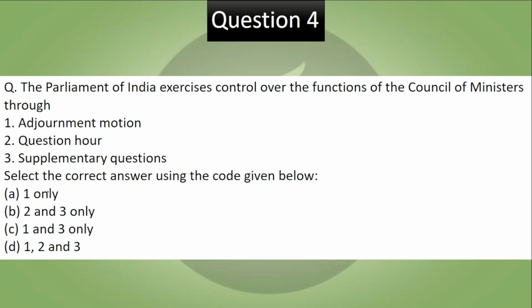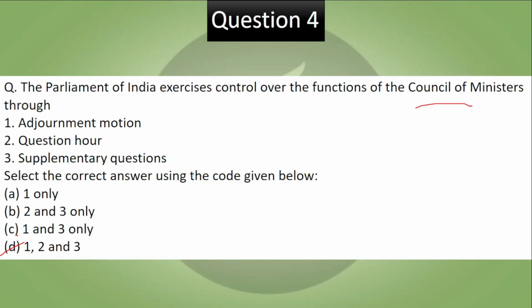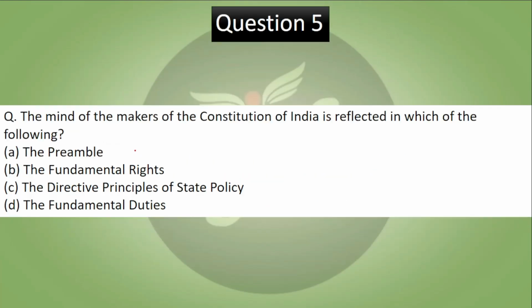The Parliament of India exercises control over the functions of the Council of Ministers through adjournment motion, question hour, supplementary questions. Select the correct answer using the code given below. Pause the video, try to attempt. Now let's see the answer. So the correct answer to this is D, which is 1, 2, 3. All are correct. Indian Parliament exercises control over the Council of Ministers through adjournment motion, no confidence in the government, discussions, question hour, etc. Supplementary questions are asked in the question hour. D. Now, question number 5.